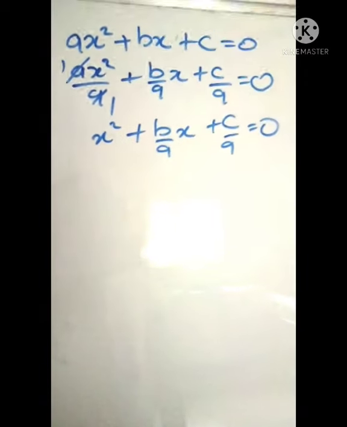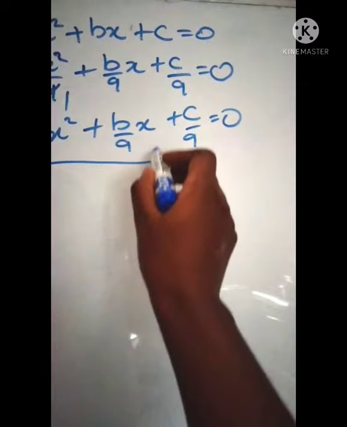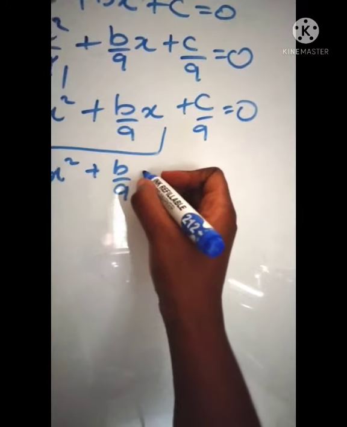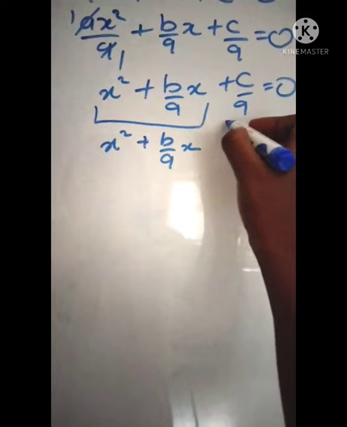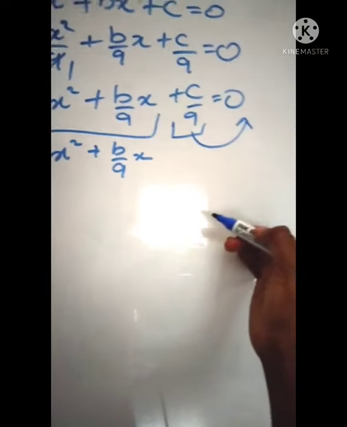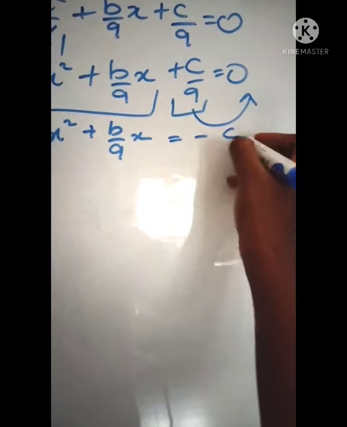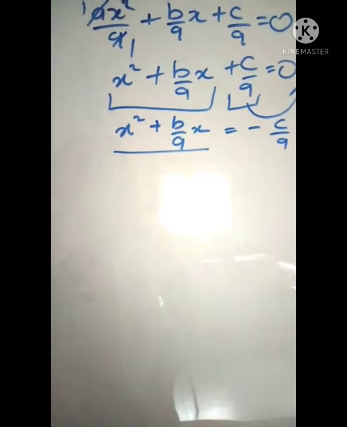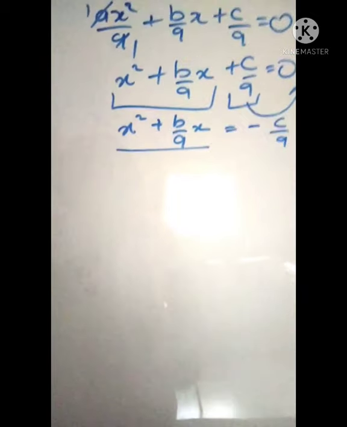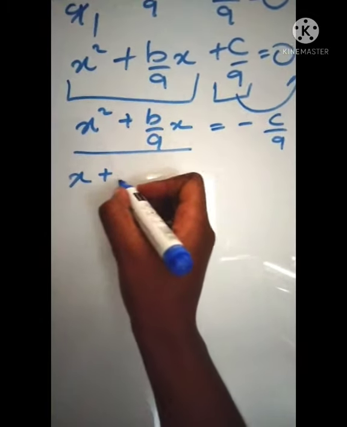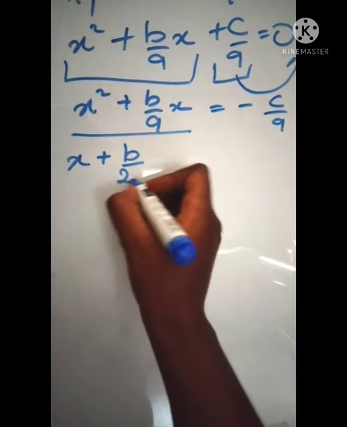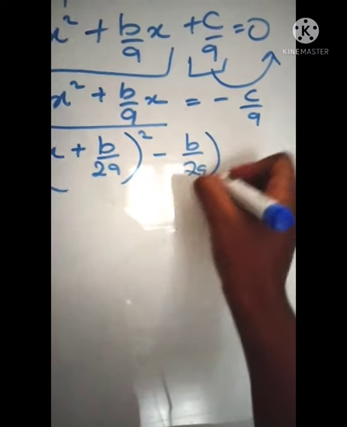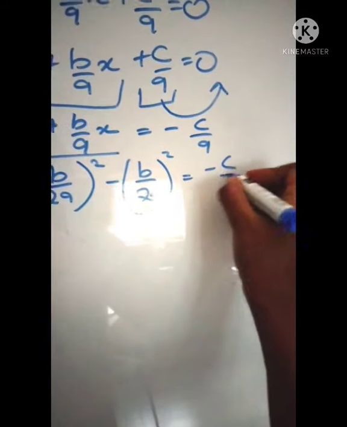So we have to make this equation look like a perfect square, and this part will make it a perfect square. So what we're going to do, we'll say x squared plus b all over a x, and then this c, we'll move it to the other side of the equation. So we'll have minus c all over a. And so now we'll complete this square to create a perfect square. So we have x plus b over 2a squared minus b over 2a squared equal to minus c all over a.